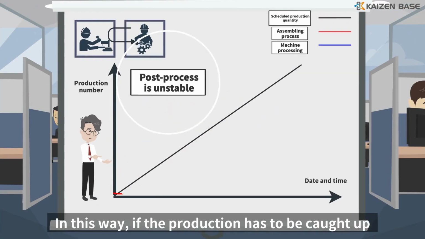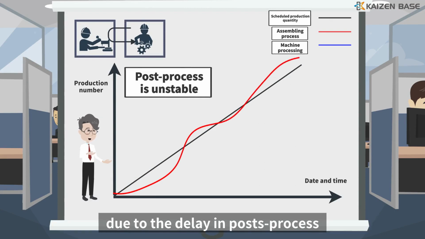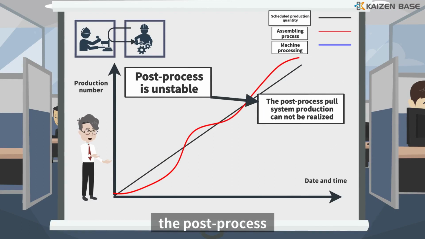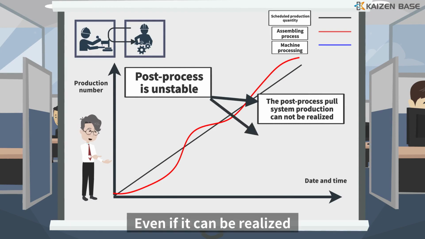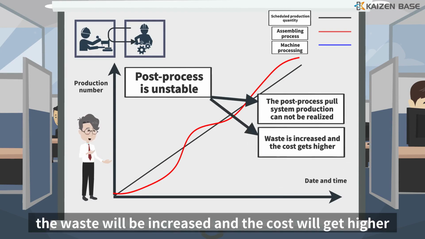In this way, if the production has to be caught up due to the delay in post-process, the post-process pull system production cannot be realized. Even if it can be realized, the waste will be increased and the cost will get higher.